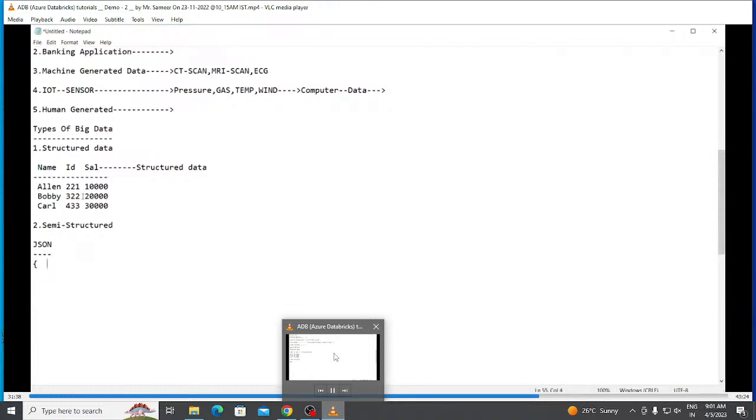Now, if I define this data in JSON format, let us see how the data will be. Name, under double quotes, and use the colon, Alan. Now, guys, use a comma. After this, use it again: ID.